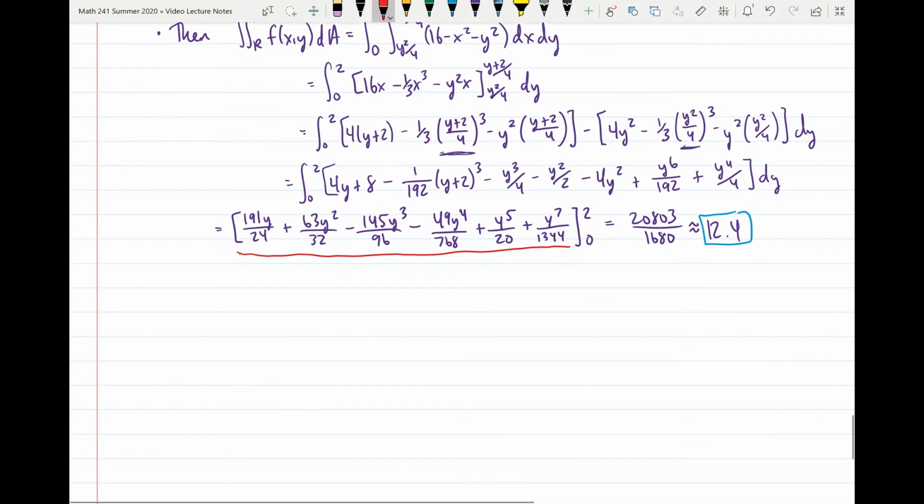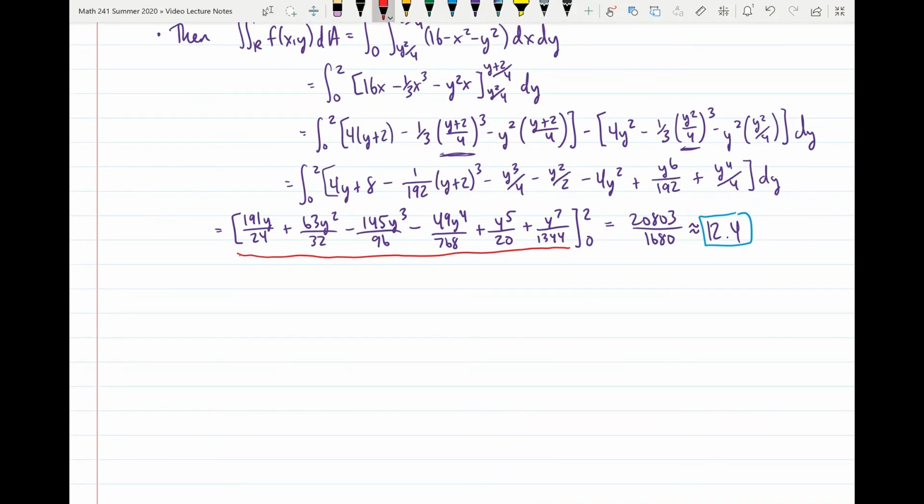It's hard to avoid. But you end up with this algebraic expression down here, and then you can plug in 2 and then subtract what you get when you plug in 0. When you plug in 0, you're just going to get 0. So we're really just worried about what happens when we plug in 2 to the expression. And if you use a calculator and just plug in 2, you end up with 20,803 over 1,680, which rounds to something like 12.4.